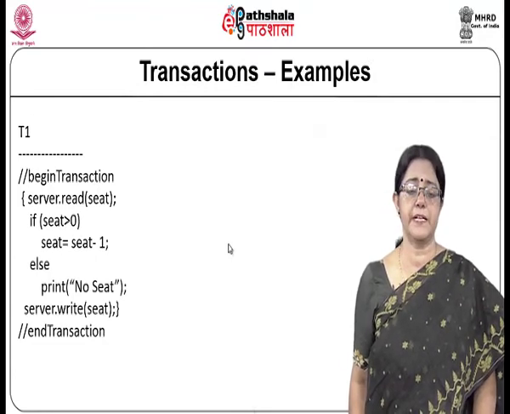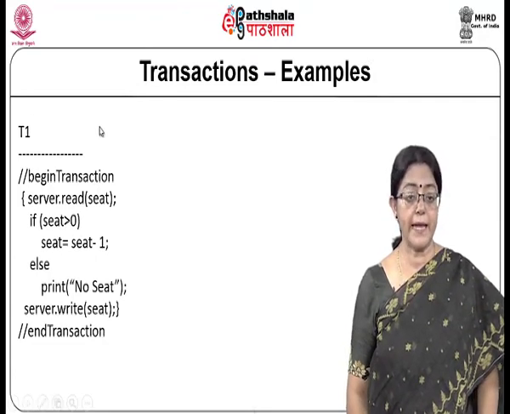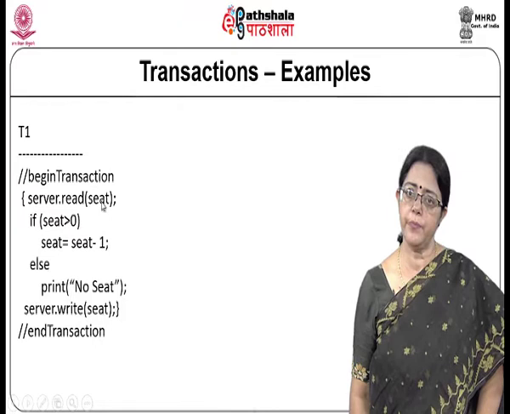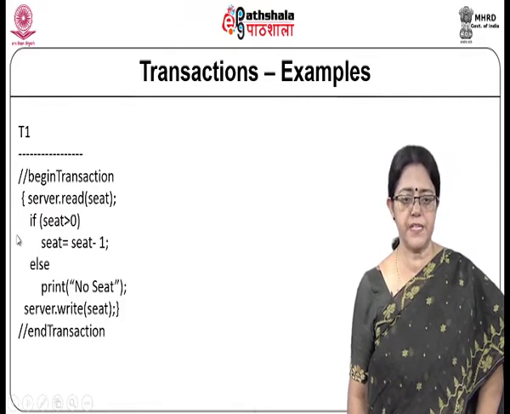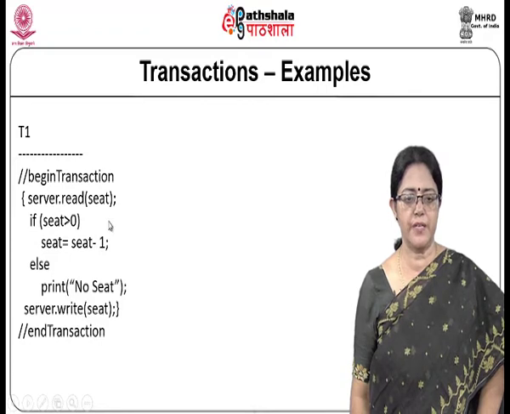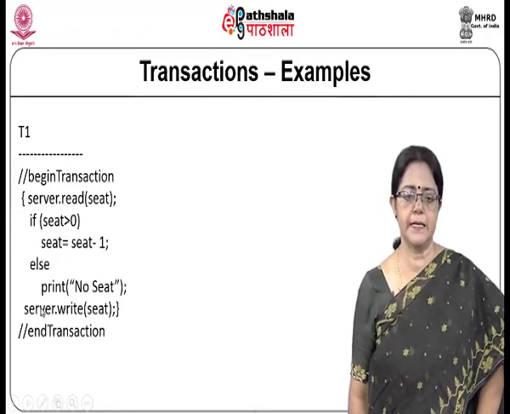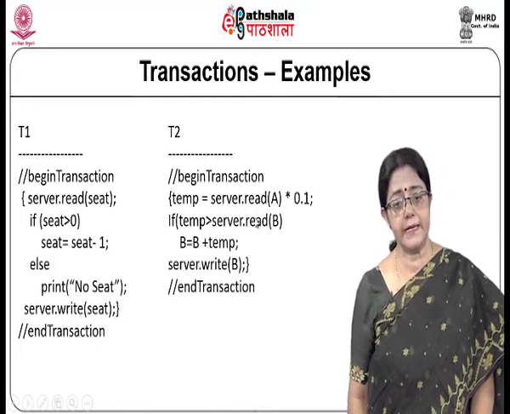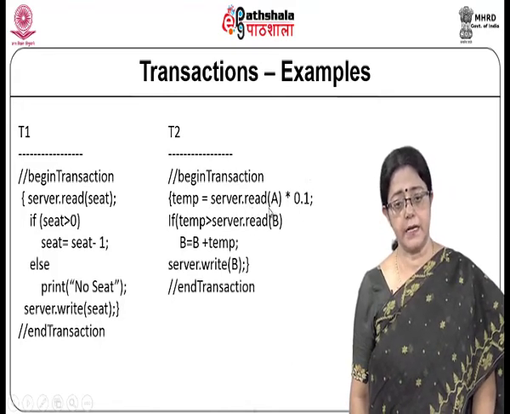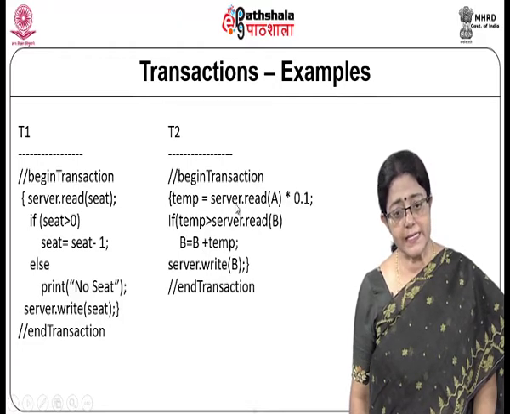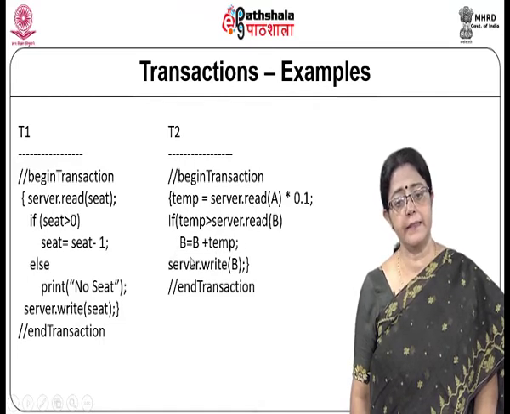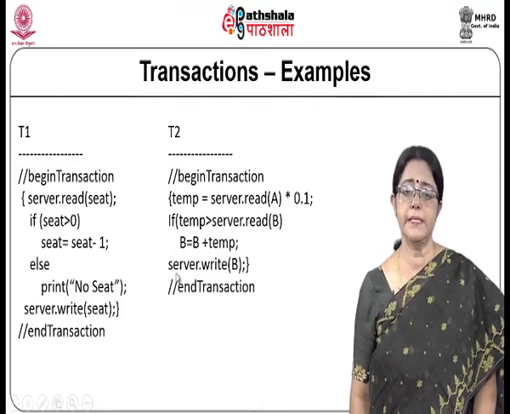So, here is an example of a transaction. T1 is a transaction. If we look at it, we see that there is a server read, so the data comes from the server, and then there is an if statement which increments or decrements the value of the seat, or it prints something. In case there is a change, it writes back. Another example is where there is a read, and after reading the data is changed, and based on this change, another read happens and another change happens, and the value goes back to the server.